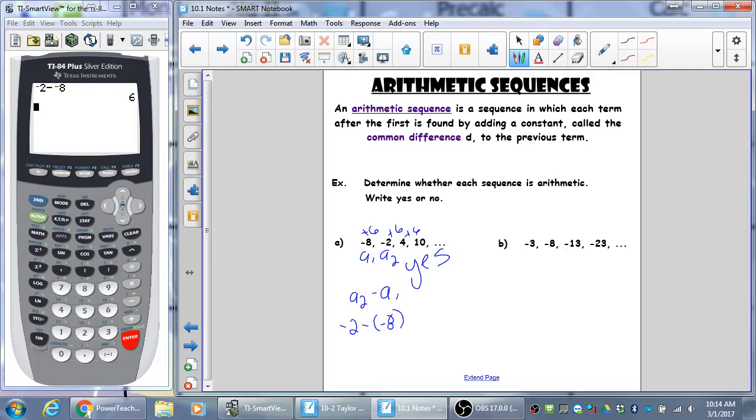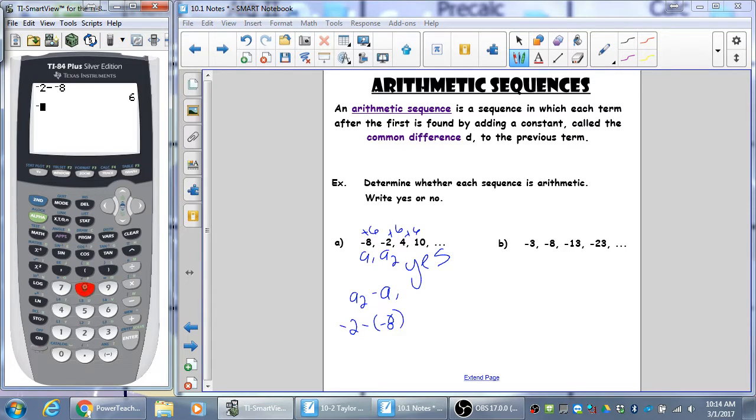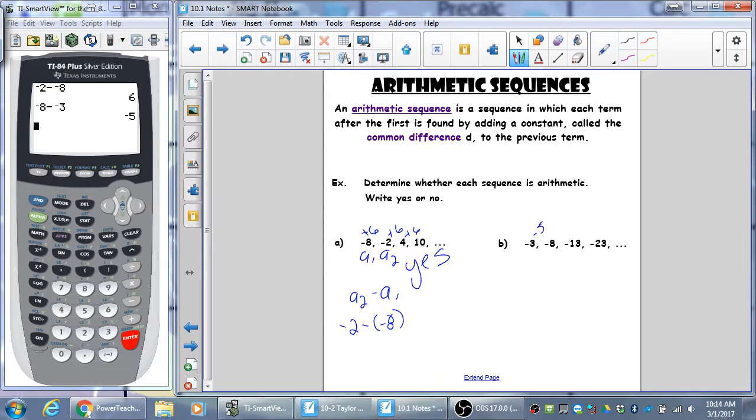Now if I take negative 8 minus negative 3, I get negative 5. So in other words, is negative 3 minus 5 negative 8? Yeah, that's what we found. Is negative 8 minus 5 negative 13? It is, isn't it? Is negative 13 minus 5 negative 23? No. This is not arithmetic. It sure started out like it. It looked like we were good to go. It looked like we were going to get arithmetic. But that last one ruined it. So it is not arithmetic, even though it started out that way.